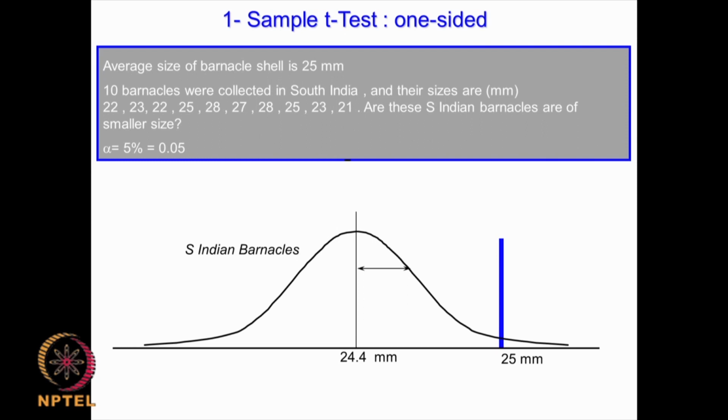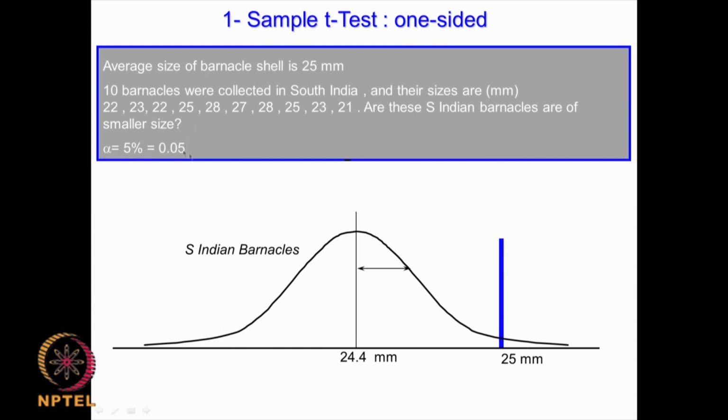The first problem is called the one sample t test, one sided. The average size of barnacle shells is 25 mm. You know what is a barnacle, right? It is a marine organism, it has got a shell, it gets attached using a glue to hard surfaces, and then it feeds on it. So, it has got a shell and the average size is 25 mm. Now, we have collected 10 barnacles in South India and we got their sizes. These are the sizes. Now, are these South Indian barnacles of smaller size? That is the question, or they are of greater size.